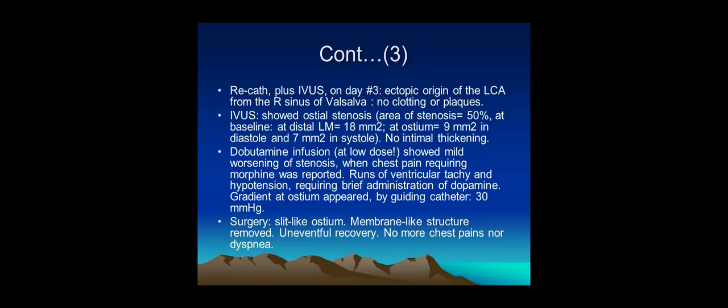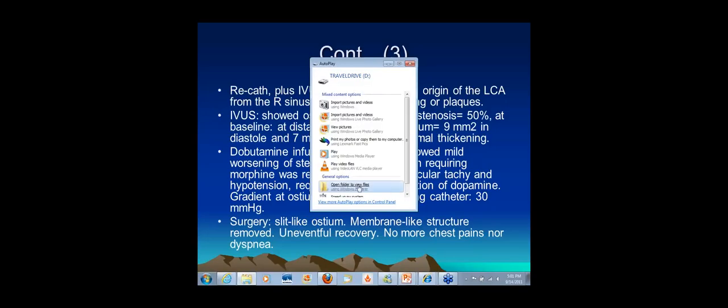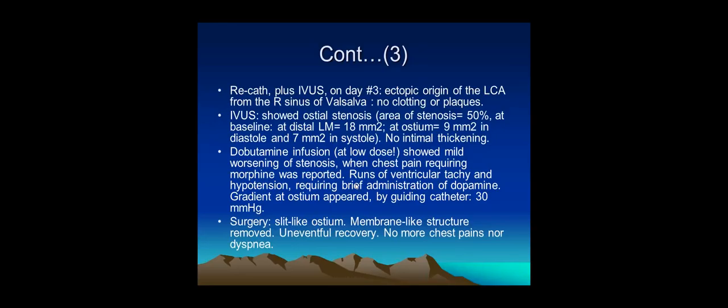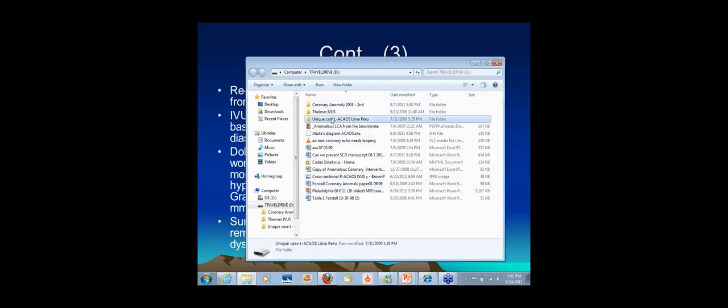Anyway, on the basis of this initial testing, he had a new catheterization that involved selective catheterization of the left coronary artery. It was quickly achieved with a diagnostic and then a guiding catheter, right Amplatz one.